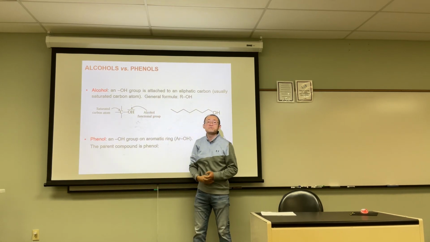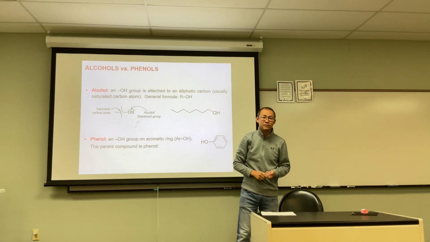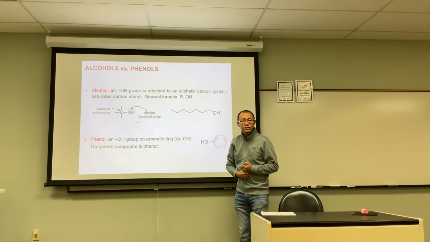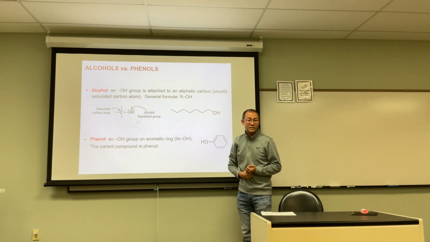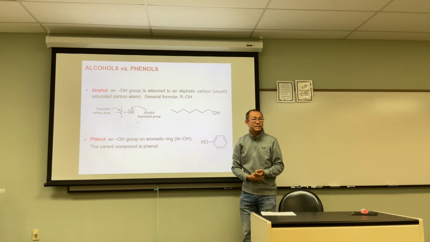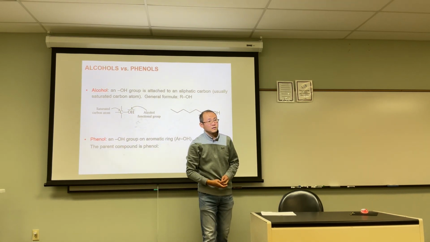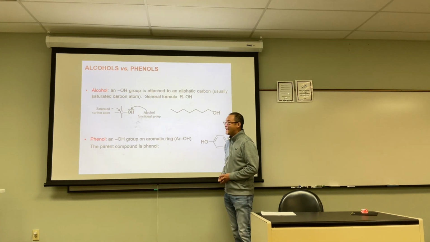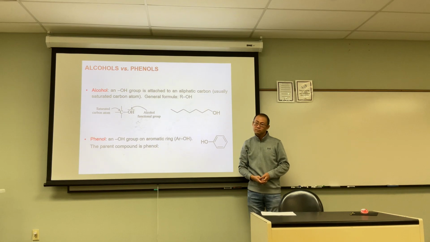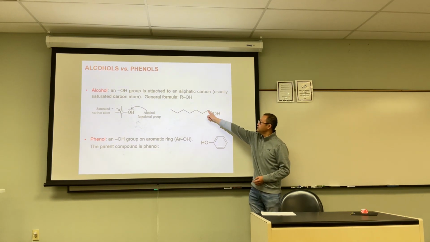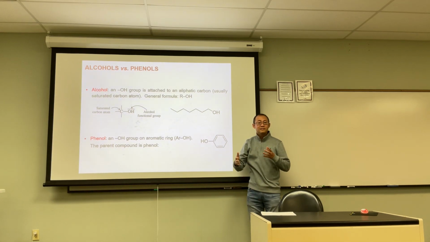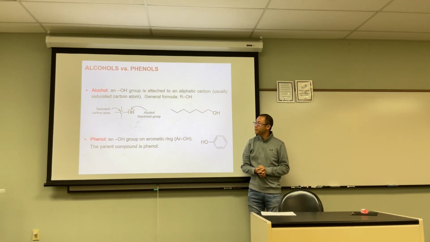We have 2 types of organic compounds. When the oxygen is attached to a saturated carbon, what is a saturated carbon? An sp3 carbon, or you can say an aliphatic carbon too. That means this carbon is sp3. If that's the case, we call the molecule an alcohol. This is an alcohol. See that? The oxygen bonds to a saturated carbon.